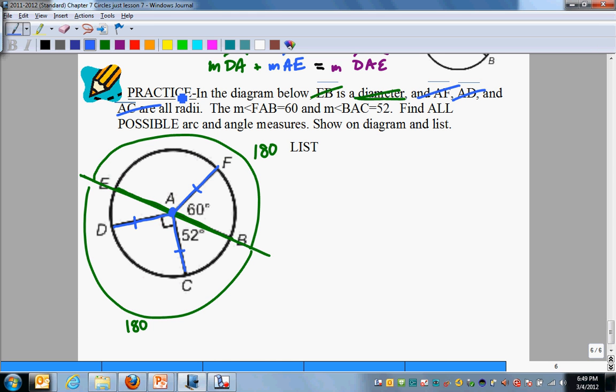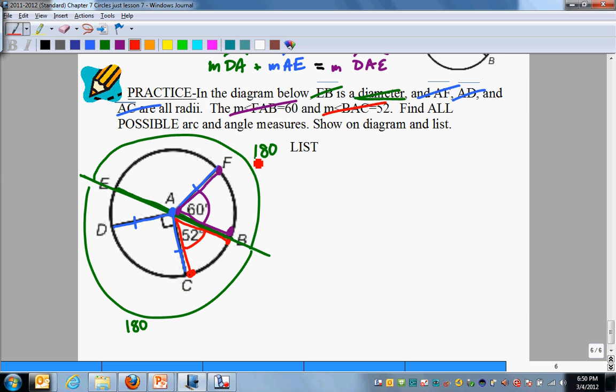The measure of FAB is 60, so we're going to do this. FAB, trace it. Start at F, go to A, trace it with me, B, sweep. We're told it's 60 degrees. And next, BAC is 52. So start at B, go to A, go to C, sweep, 52. Find all possible arcs and angle measures.